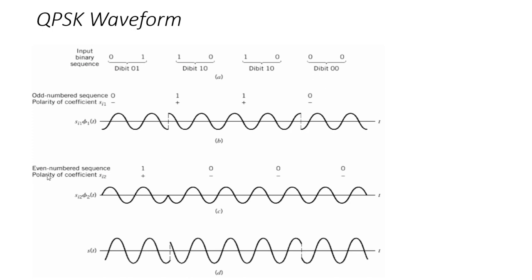Similarly for the even numbered sequence, that is 1, this 0, this 0 and this 0, we will have the phase shift. For 1 we have the positive polarity, that is phase 0. Phi 2 is the sine, so it will have the sine wave. Similarly 0 has the negative polarity, or phase shift of pi, so it will start from the negative side, and similarly for this 0 and 0. Adding these two, si1 phi 1 of t plus si2 phi 2 of t, you will get the signal si of t, which is the QPSK waveform.